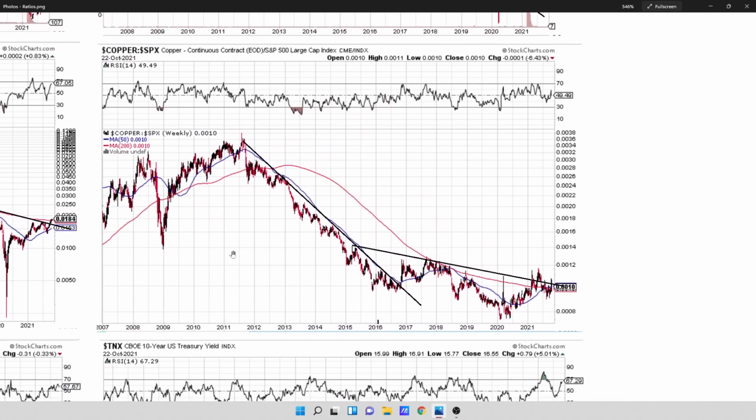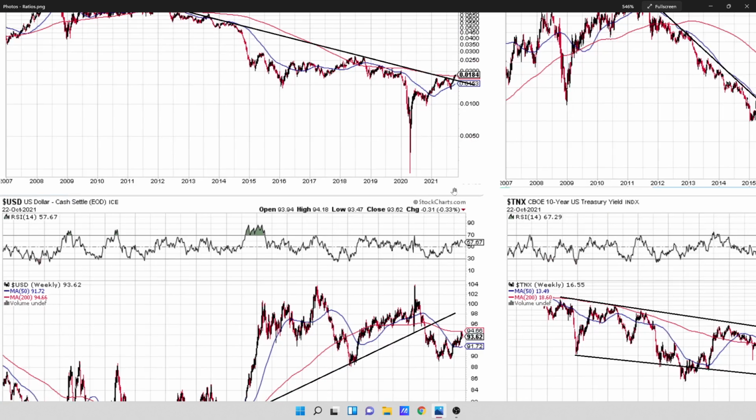Looking at copper in the S&P 500, we had this downtrend break, and then we had another downtrend break just recently. And I think we're going to see copper outperform the S&P 500. And then anything that's copper related or the diversified mining companies are more than likely going to outperform the S&P 500 as well. So that's even more data where commodities themselves are going to start to outperform the S&P 500.